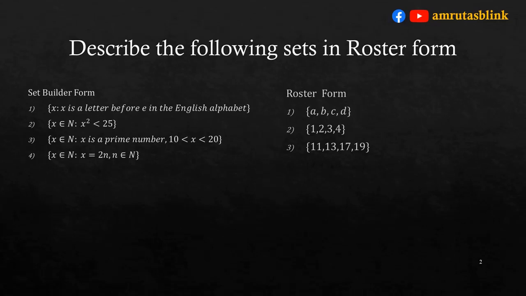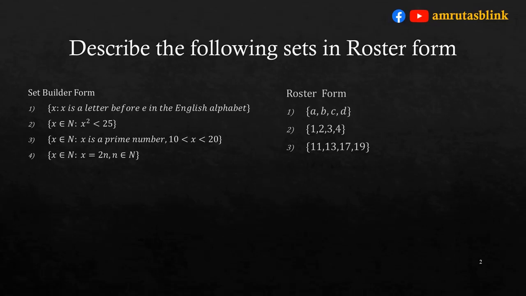X belongs to N such that X is equal to 2n and n belongs to N. That means, given n belongs to the set of natural numbers. Now here there is no limiting condition added to this problem. That's why this would be an infinite set.